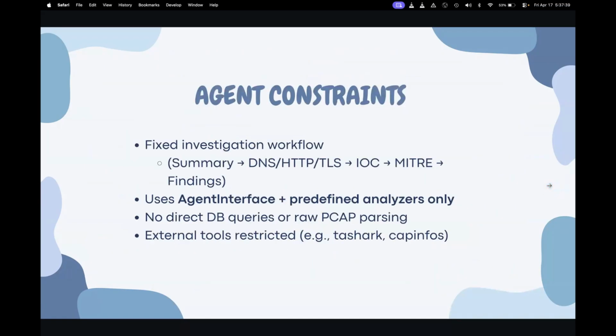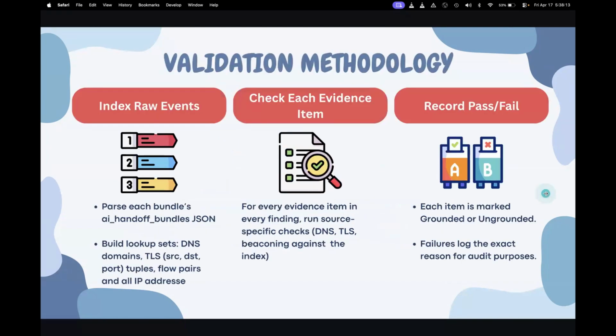We also restrict what the agent is allowed to do. In our code structure, the agent follows a fixed investigation workflow, such as reviewing the summary first, then checking beaconing, DNS, HTTP, TLS, bad IP reputation, and finally correlating the signals before generating findings. The agent only uses predefined analyzers through the agent interface, so it does not bypass the system to directly pass raw PCAPs or query low-level data tables. In addition, external command execution is limited to the pre-processing pipeline, where fixed tools like TShark and Capinfos are used. This makes the behavior of the whole system more controlled and predictable.